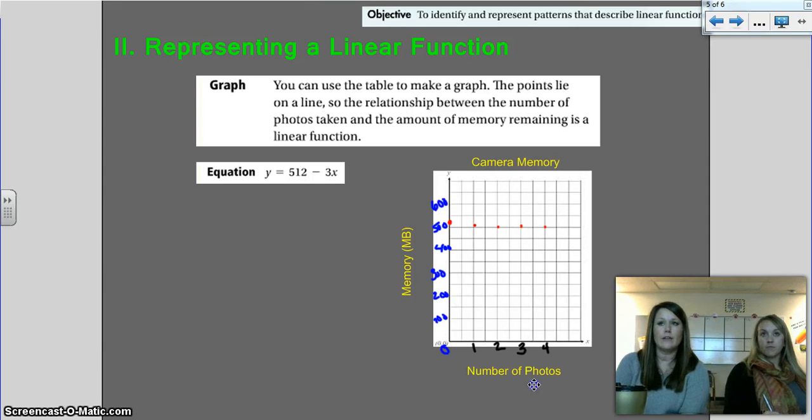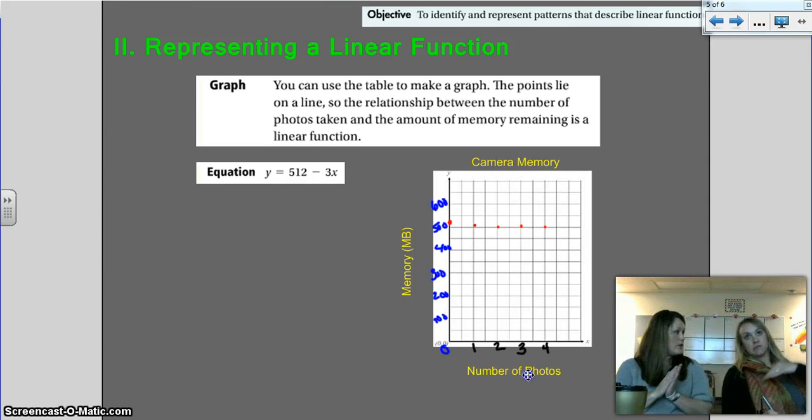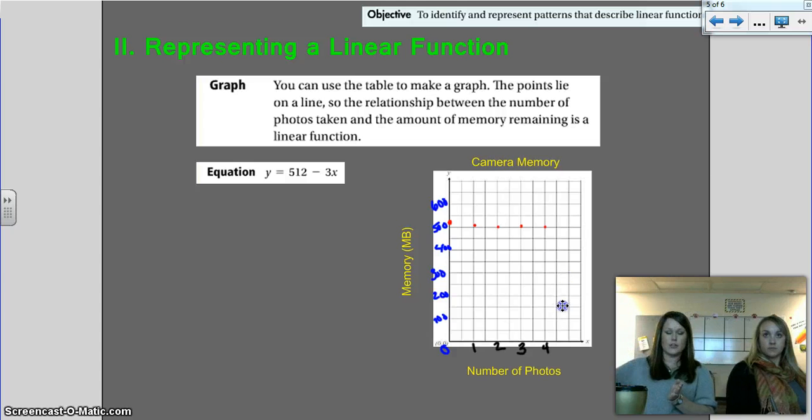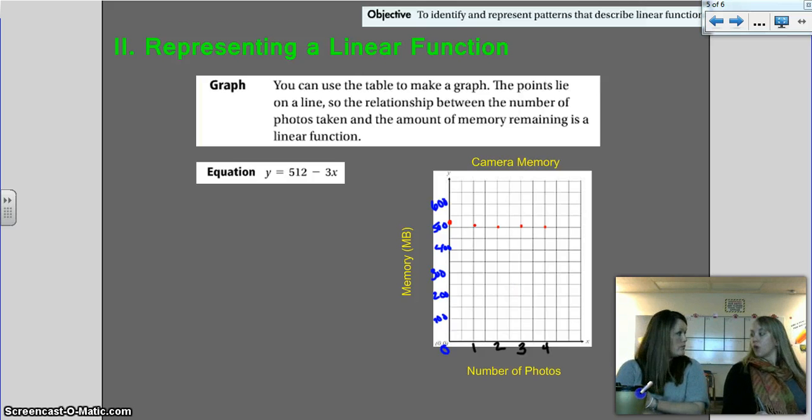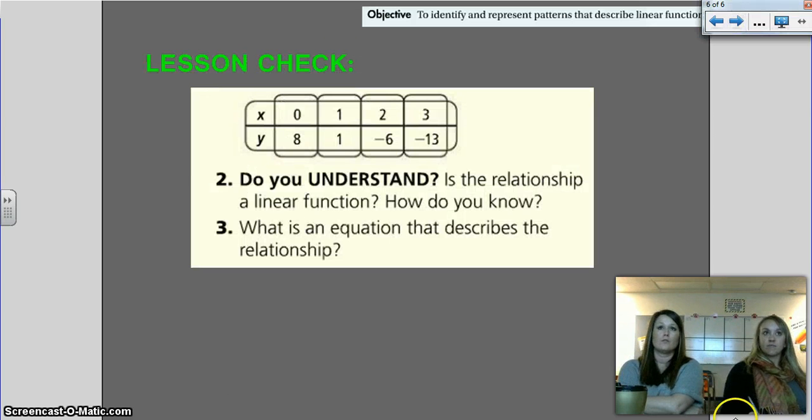So again, it is showing a linear relationship, because it does make a line. It decreases the same amount each time. We would not connect the dots at this point because you can't have half of a photo. I think you're good. That's the end of this situation. That's it.